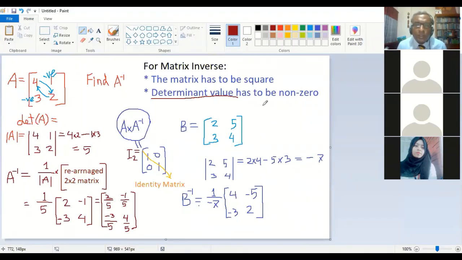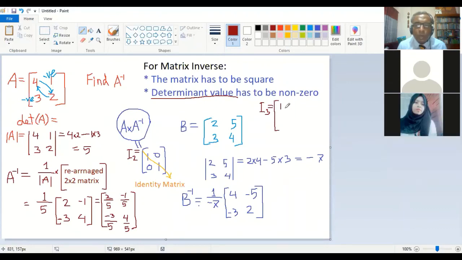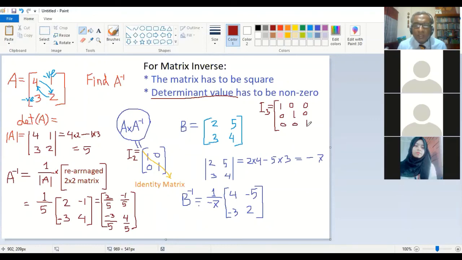If you want to write I3, then I3 will be three rows and three columns and it will look like 1 0 0, 0 1 0, 0 0 1. Exactly, so this will be the identity matrix. Only the major diagonal is 1 and all other numbers are 0, and it is called identity. It is exactly like 1 in our normal numbers. So if you do B inverse, again identity will come. If you do B inverse first and then into B, the same answer will come. Identity will come.